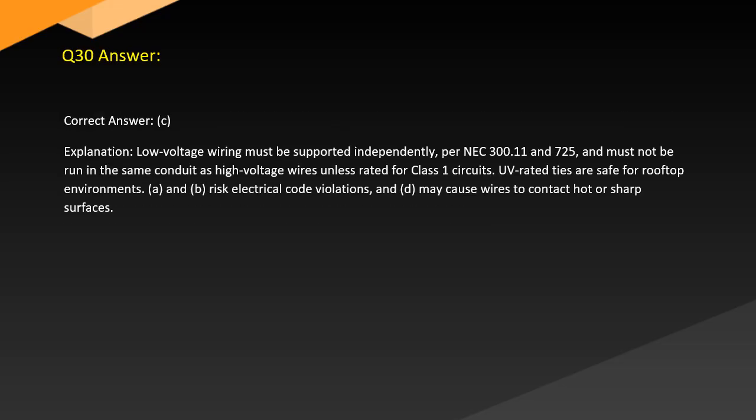Answer. Correct answer: C. Explanation. Low voltage wiring must be supported independently per NEC 300.11 and 725 and must not be run in the same conduit as high voltage wires unless rated for Class 1 circuits. Rated ties are safe for rooftop environments. A and B risk electrical code violations, and D may cause wires to contact hot or sharp surfaces.